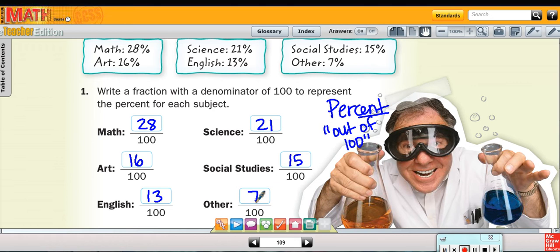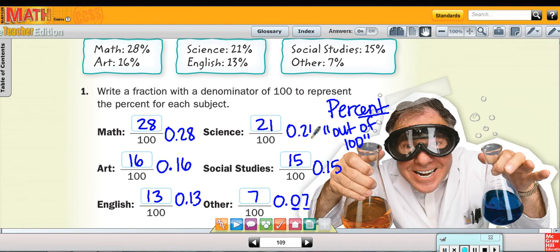So if we were changing those to fractions, obviously we would simplify them, but in this case we're trying to get them to decimal form. So if we look at math, 28 hundredths could be written as the decimal 0.28. 16 hundredths could be written as the decimal 0.16. English, 13 hundredths. Be careful with other. It's 7 hundredths, so it does need a 0 to hold that place so that the 7 is in the hundredths place. Social studies would be 15 hundredths, and science would be 21 hundredths.